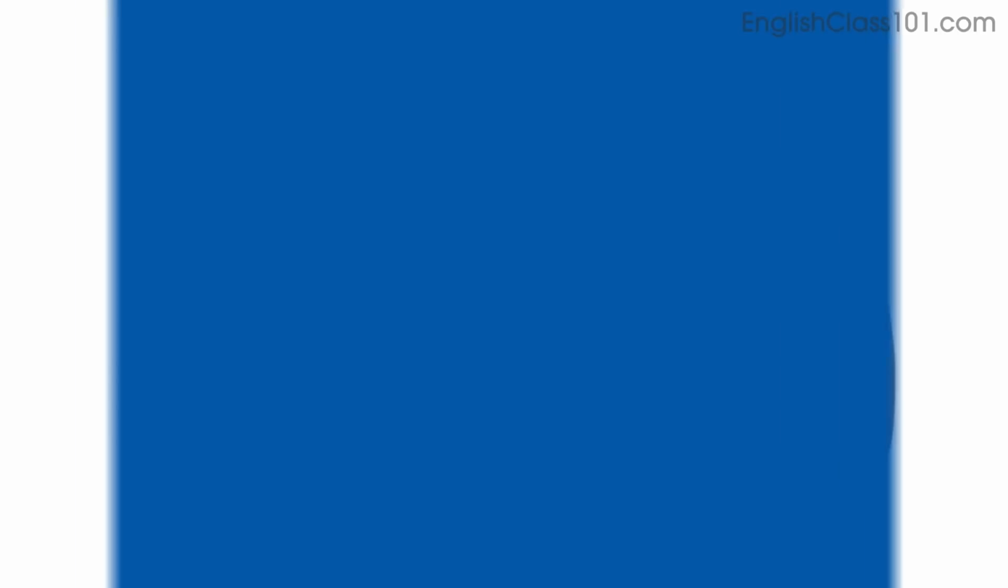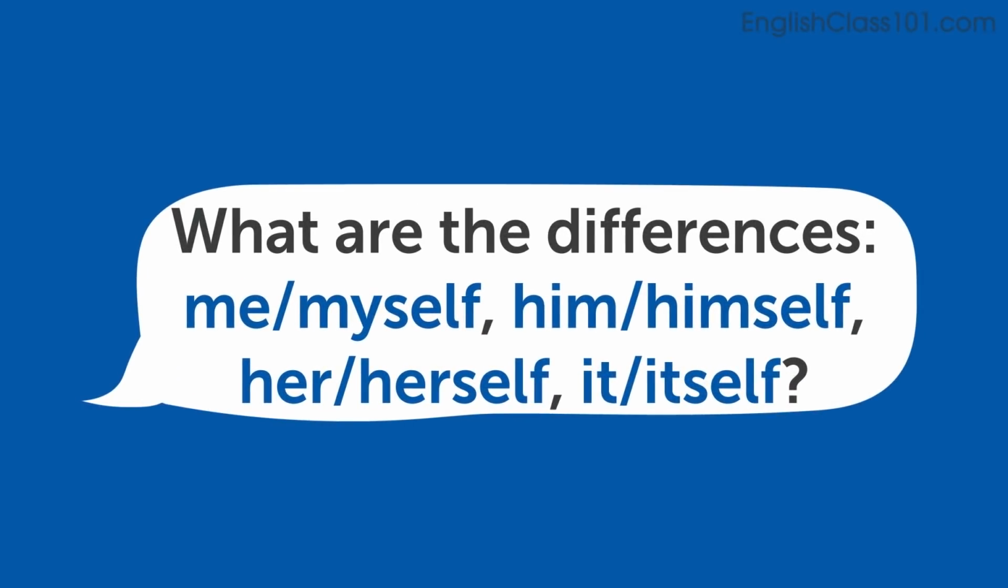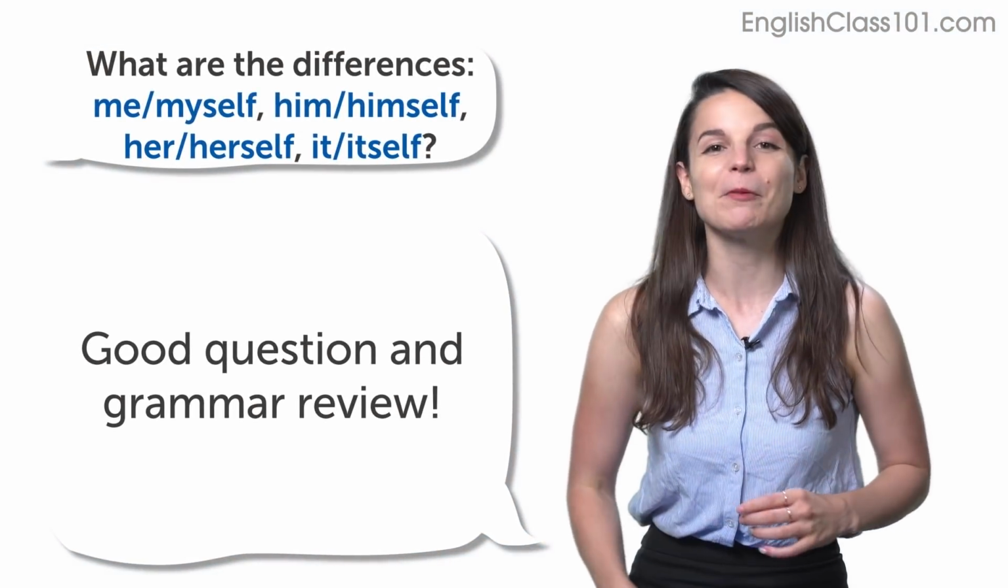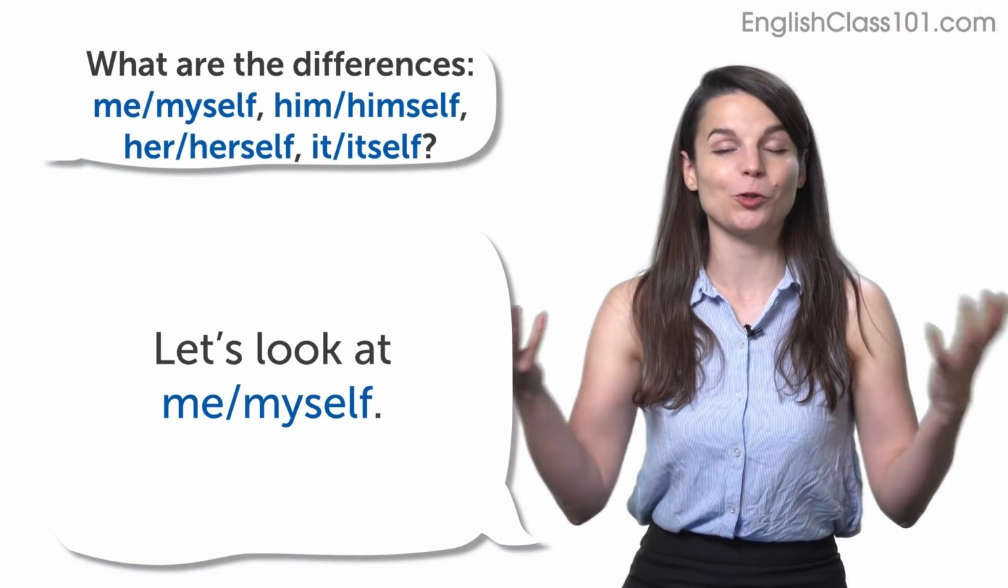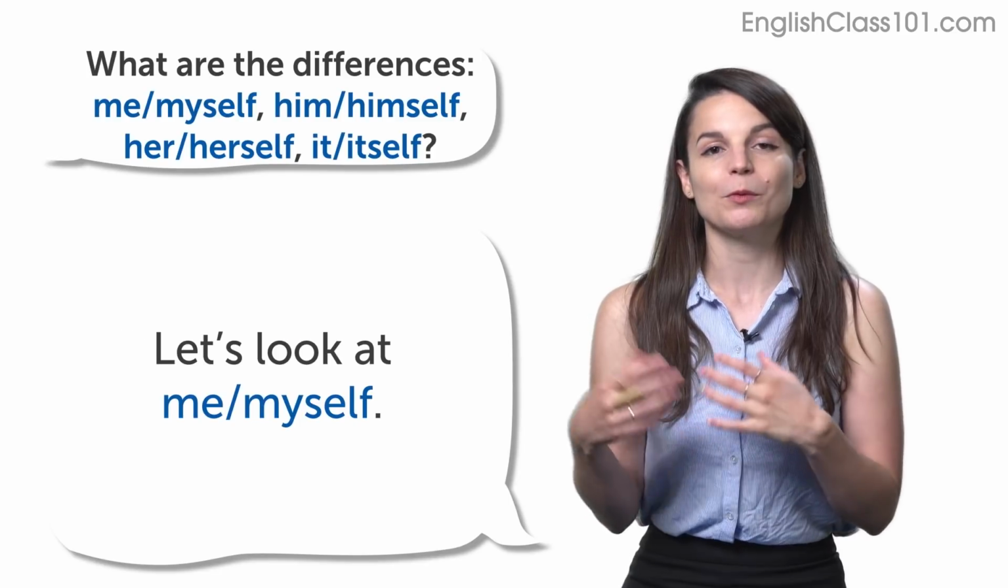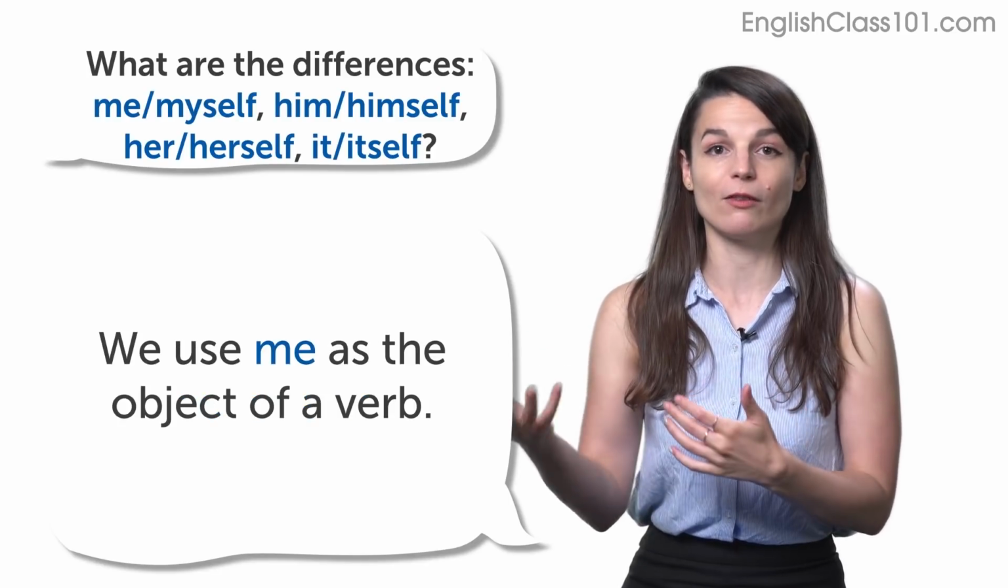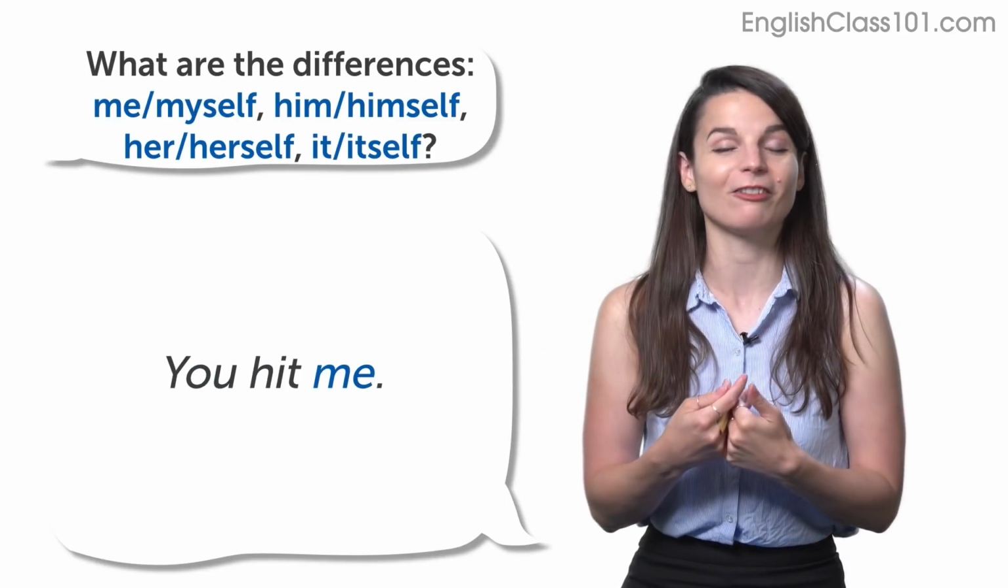Next one is from Jefferson. Hi, Jefferson. Jefferson says, what is the difference between these? Me, myself, him, himself, you, yourself, her, herself, and it, itself. Good question. A little grammar review. So let's look at me and myself, just to choose one for an example. We use me as the object of a verb, right? Like you hit me, for example.